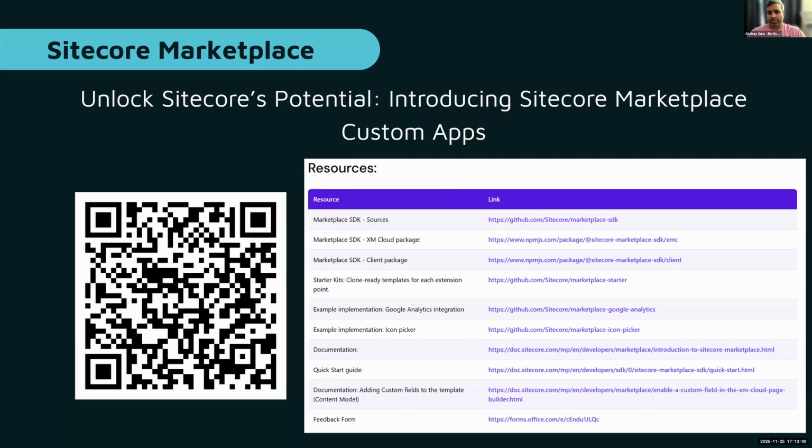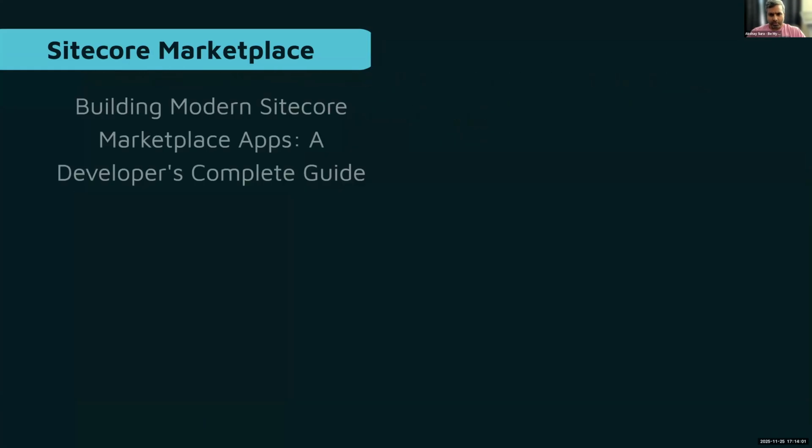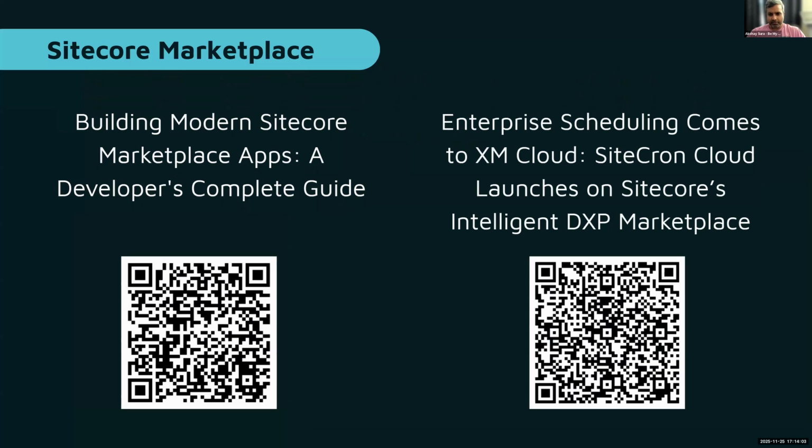With the Marketplace SDK itself, there are starter kits and a couple of examples. I was talking to Rob Earlham yesterday. They put on the icon picker and the Google Analytics integration. So that gives you a really good code base to get started. It's really not difficult at all. It's super simple.